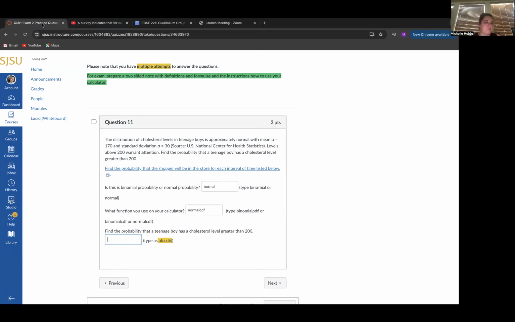Let's see here. For this one, the distribution of cholesterol levels in teenage boys is approximately normal with a mean of 170 and a standard deviation of 30. Levels above 200 warrant attention. Find the probability that a teenage boy has a cholesterol level greater than 200.